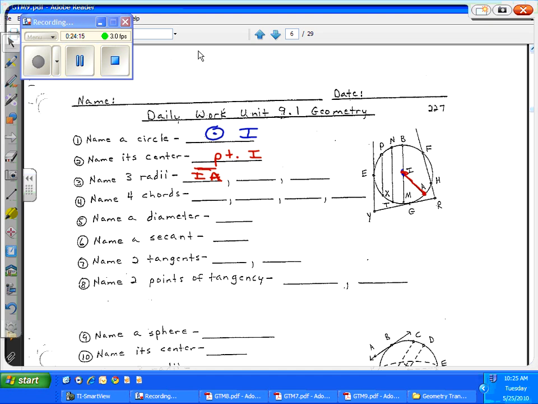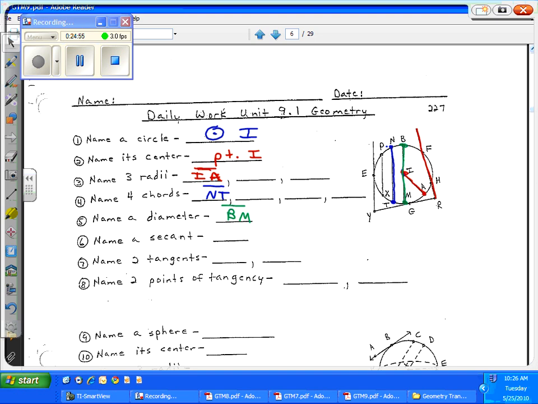Name 4 chords. A chord is a segment that joins 2 points on a circle. One chord would be segment NT. You can name some others. The diameter is a chord that passes through the center. A chord that passes through the center is segment BM.